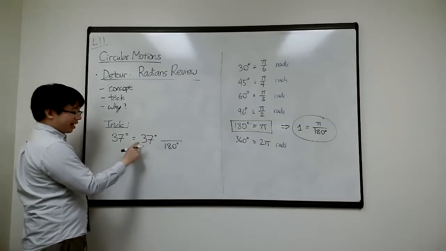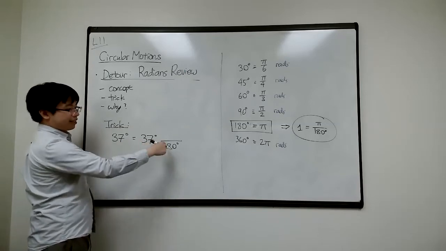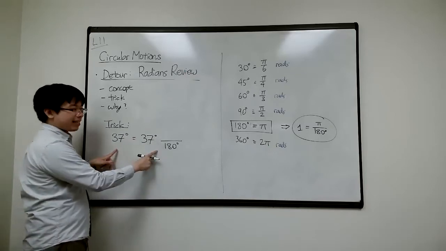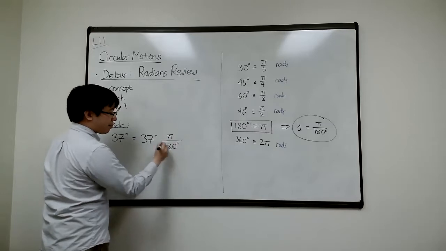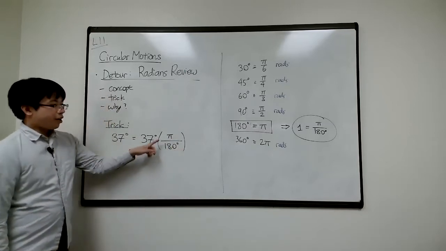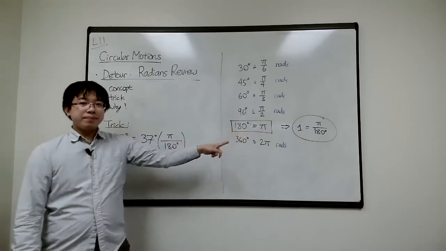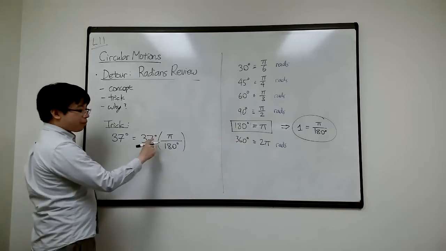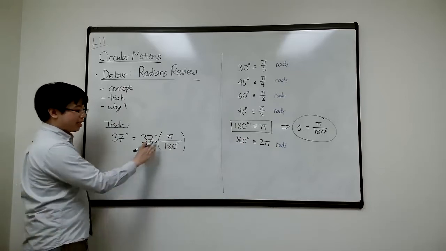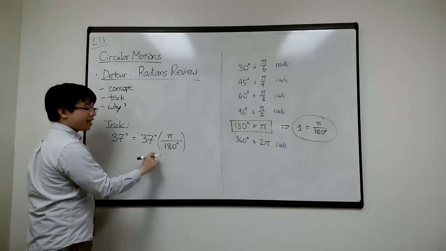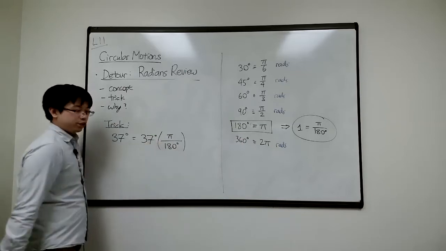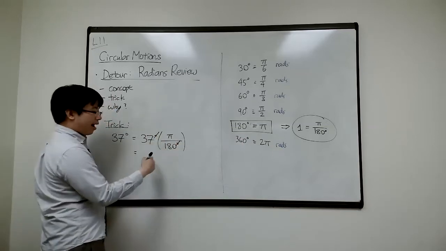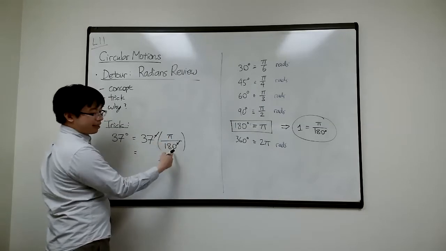I cannot just say 37 degrees is 37 degrees divided by 180 degrees. That I'm changing it, right? This is not equal to this, but I can put a pi here, right? Because this is 1, okay? This is 1. So I'm allowed to multiply by 1 as many times as I like, but now I just want to get rid of the units and we can cancel that unit. What is now left is 37 times pi divided by 180, right?